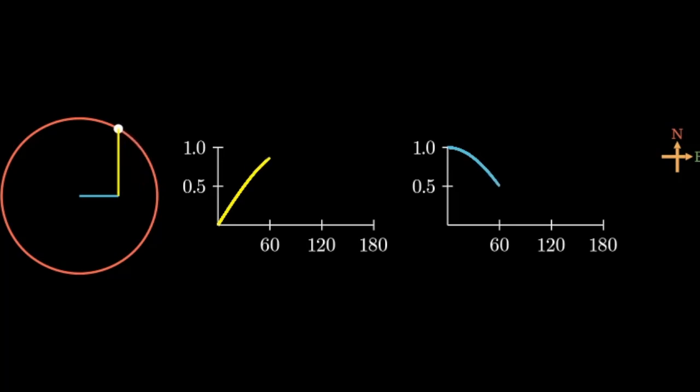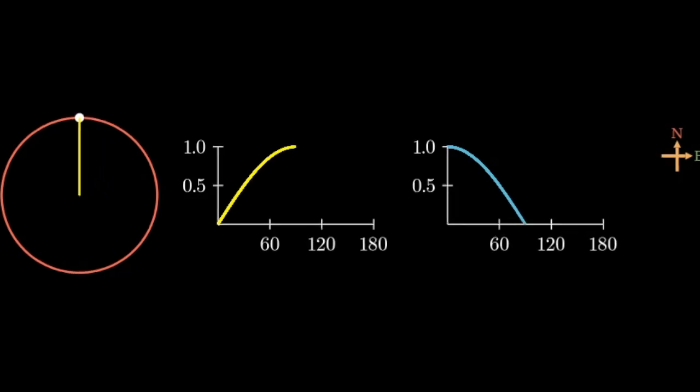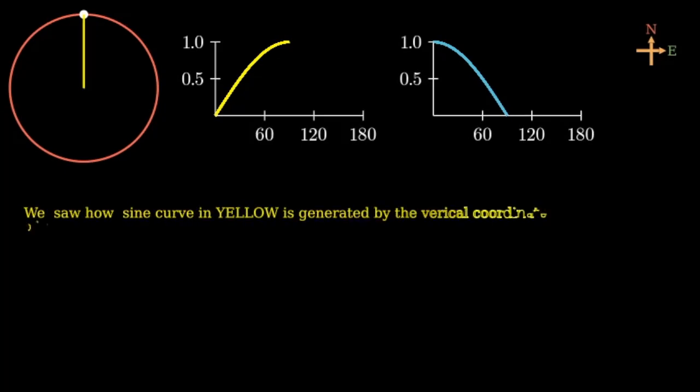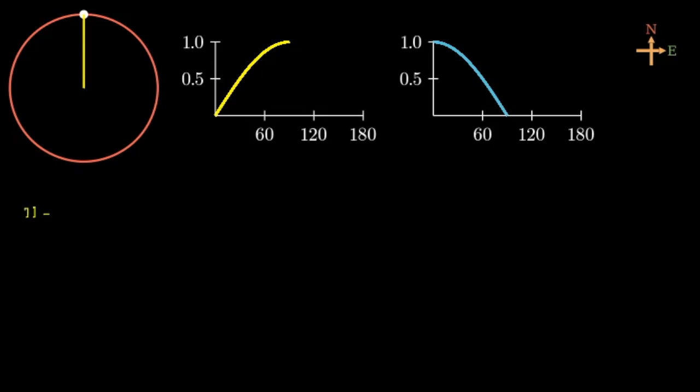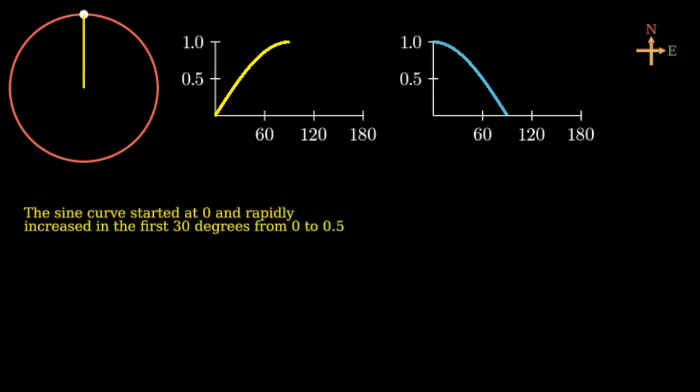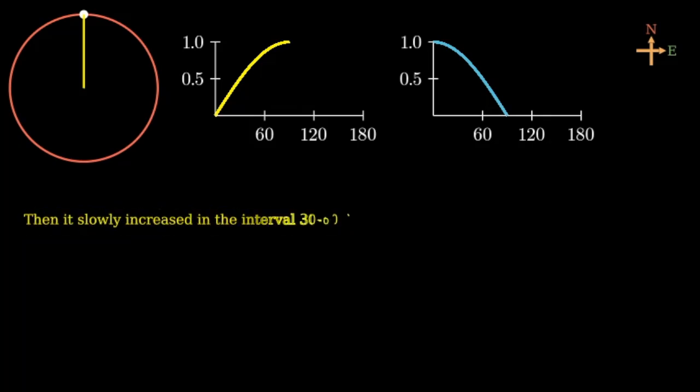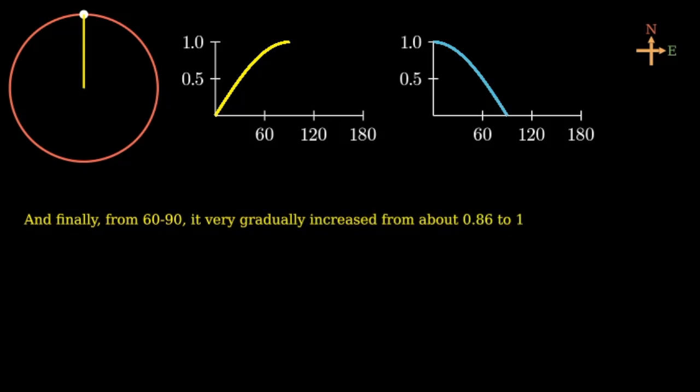We saw how the sine curve in yellow is generated by the vertical coordinates of the truck as it moves. The sine curve started at 0 and rapidly increased in the first 30 degrees to 0.5. Then it slowly increased in the interval 30 to 60 degrees from 0.5 to about 0.86. And finally, from 60 to 90 degrees, it very gradually increased from about 0.86 to 1.